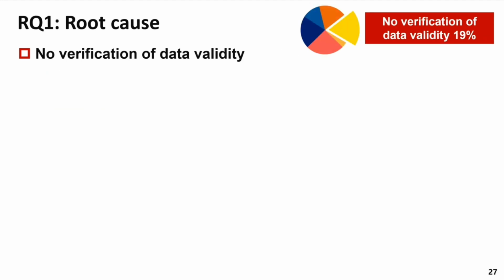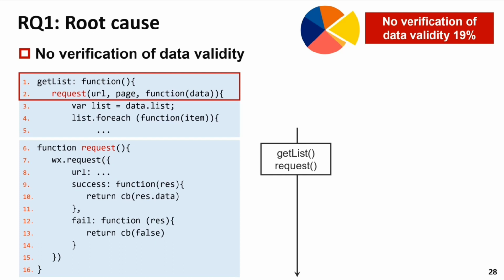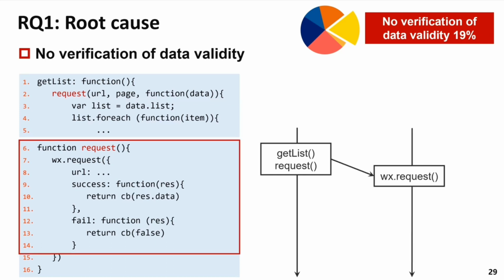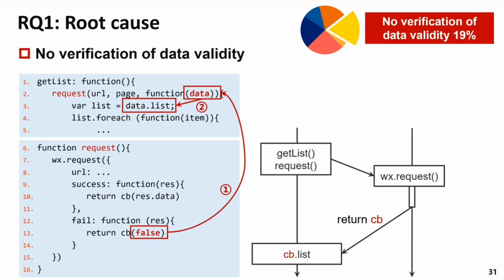V-Bugs caused by no verification of data validity account for almost 20%. Take the code below as an example. When triggering the function getList, it will invoke another function, request. The function request will send an asynchronous API wx.request. The wx.request will be executed on another thread. If the request fails, it will trigger the failure callback function and return a Boolean value, false. The value false will be used for further processing. As the flow shows, the data in line 2 is false now.